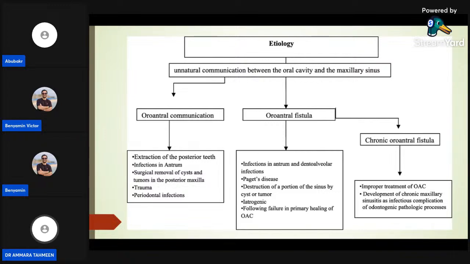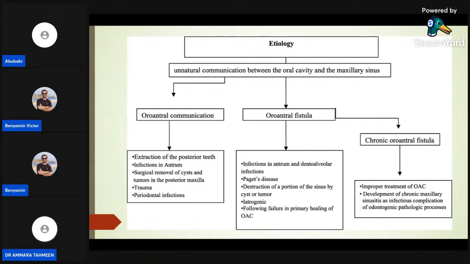In some cases, if you have treated an oroantral communication but the treatment fails, then again it leads to an oroantral fistula. So when is it called a chronic oroantral fistula? Once it crosses more than 7 to 10 days after the formation of the oroantral fistula, the patient starts developing other symptoms, which we'll be talking about in the next slide. Once an oroantral fistula establishes and remains for more than 10 days, it is termed a chronic oroantral fistula.